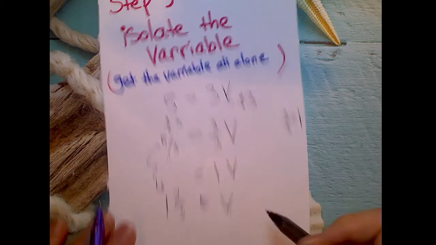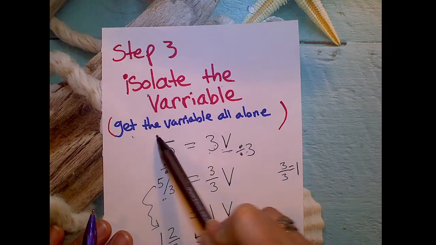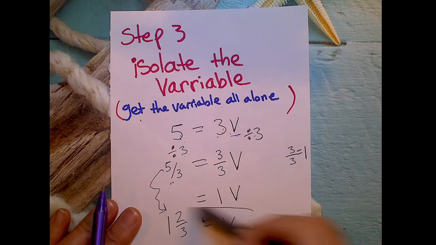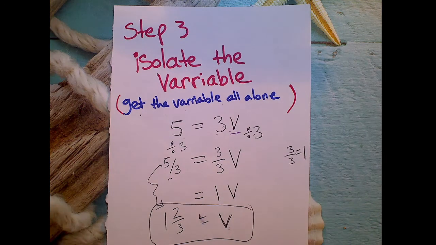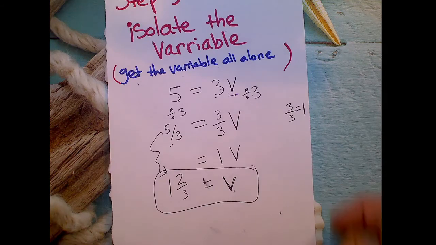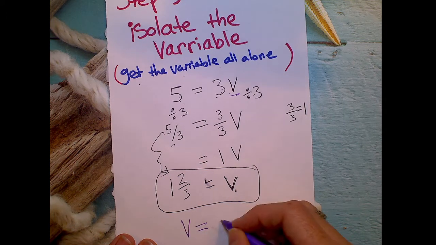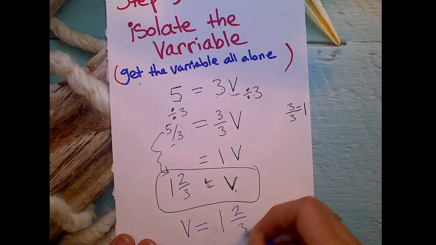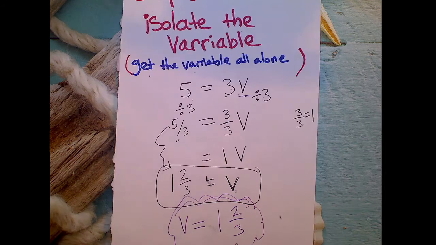So now, this is what I did. Isolate the variable. That means get the variable all alone. Now I have v all alone on one side, so I can just read it. v equals 1 2/3. And I know I have it backwards. Let me flip it around. v equals 1 2/3. I have solved the equation for v.